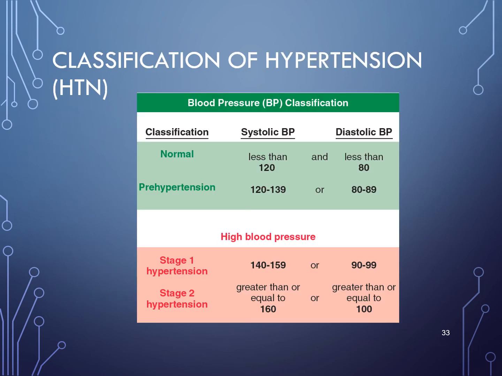Here is a chart that is provided in your textbook regarding blood pressure classification. So you can see normal is 120/80 or around there. Pre-hypertension, when we're approaching 139/89, and then stage 1 and stage 2 hypertension. You can see those measurements there as well.